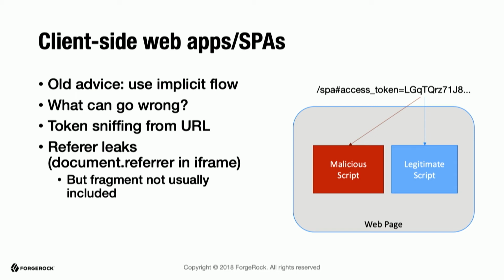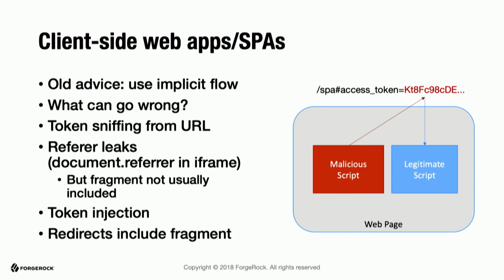So even if you're loading third-party scripts in an iframe, the document referrer contains the URL of the parent frame that loaded that iframe. So if you've got an access token in that URL, not in the fragment, then they'll be able to see that. Secondly, you can do the same kind of token injection. A malicious script could swap out your access token and put in their own one and get stuff saved to their account. Finally, if you redirect on somewhere else, and you don't explicitly clear the fragment, it can end up getting included in the redirect.